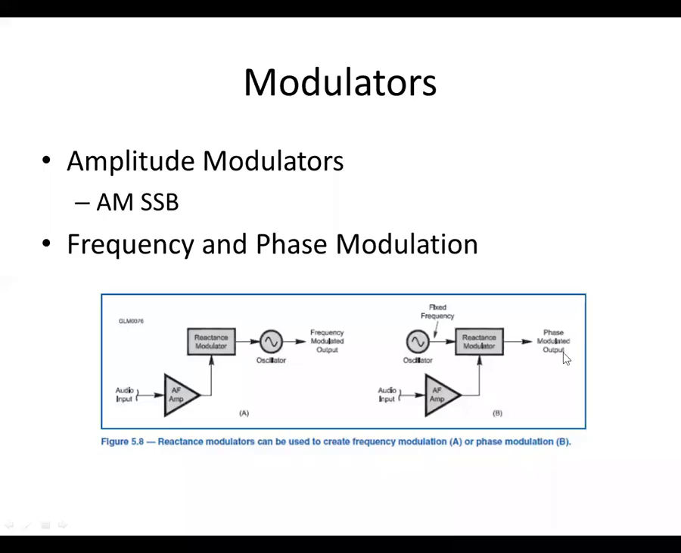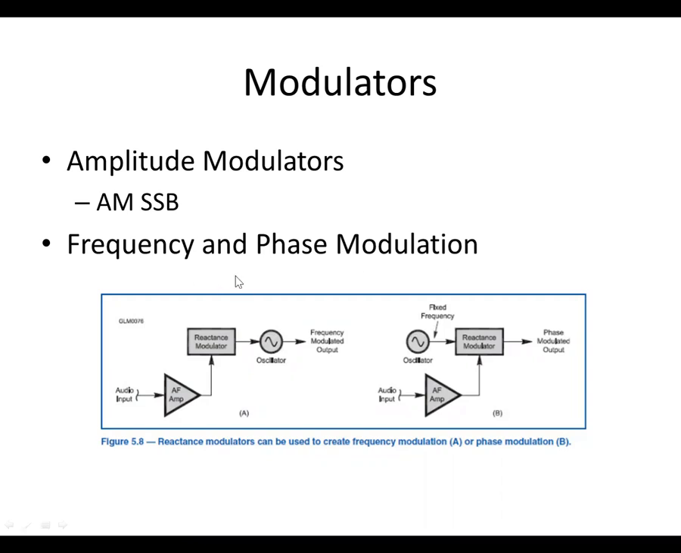So with the mixer we just looked at, we're able to modulate an audio signal on a constant frequency, constant magnitude sine wave, and that'll give us the modulated AM signal or single sideband signal we want to transmit.